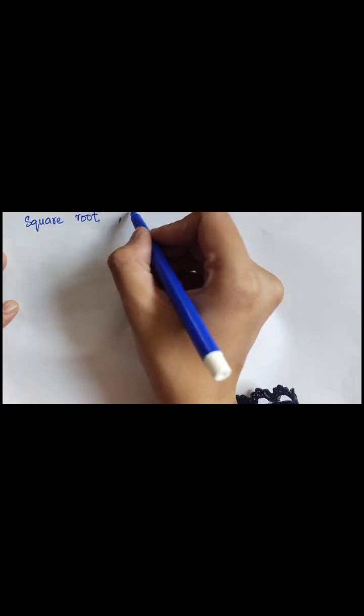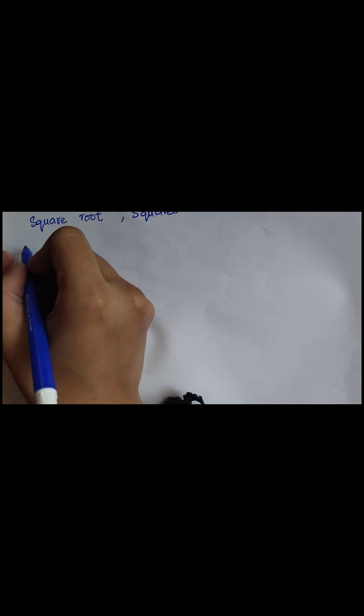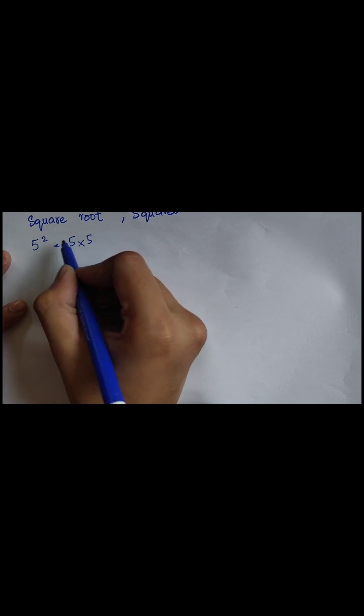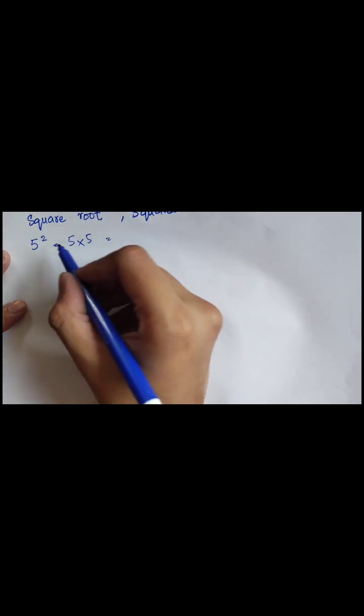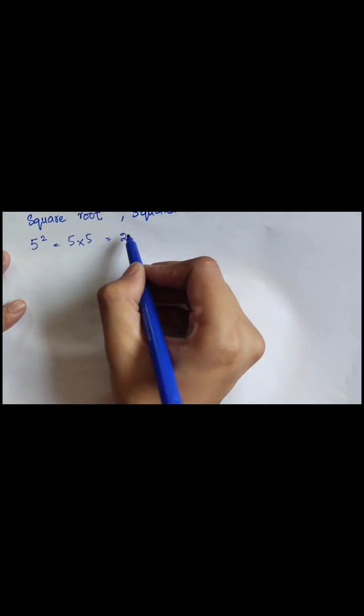Today our topic is square root and squares. You are familiar with squares. For example, if you have to take the square of any value, say 5, you write 5 and here the power 2. The power 2 we say square. 5 squared means 5 multiplied by 5. Power is 2, so we have to multiply 5 twice. 5 into 5 becomes 25.